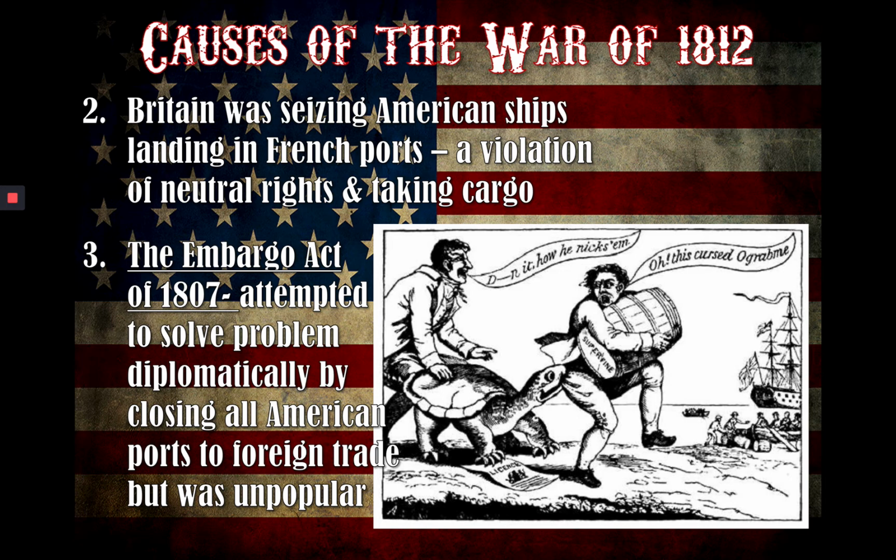So the United States tries something called the Embargo Act of 1807. And this was an attempt to solve the problem diplomatically by closing all American ports to foreign trade. But this is kind of a disaster for the U.S. It's hugely unpopular. What this embargo says is, hey, nobody can land in the U.S. and trade their goods with us. So it's actually detrimental to U.S. businesses, and it's very unpopular. And it doesn't solve anything, and it doesn't stop the British from doing what they want.